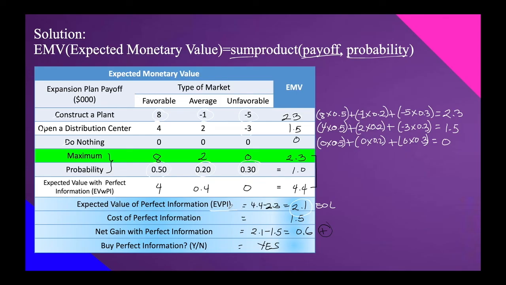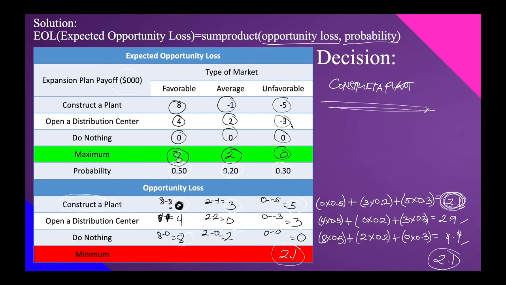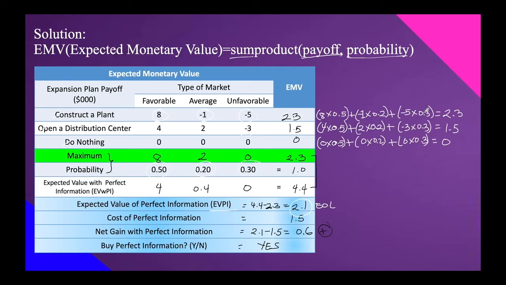And what will be the decision dito? So, meaning, ang magiging decision natin dito is, of course, to construct a plant. Bakit construct a plant? Kasi, ayun po yung napili natin dito sa opportunity loss na table, the 2.1. And so, construct a plant. Sorry sa sulat, no? Ganyan talaga siya. Okay, so construct a plant.